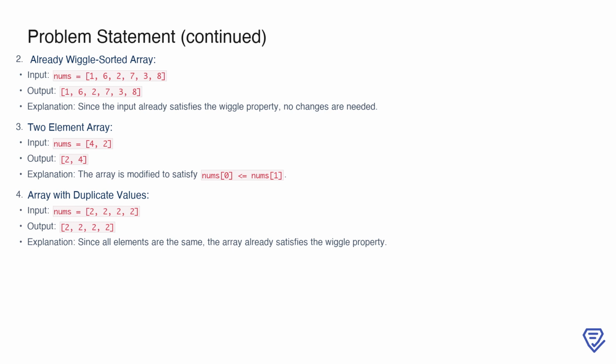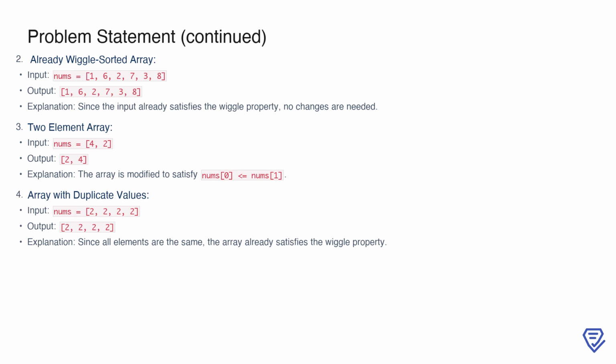For arrays with just two elements, like 4, 2, we need to ensure the first element is less than or equal to the second, resulting in 2, 4. Finally, if the array contains duplicate values, like 2, 2, 2, 2, it already satisfies the wiggle property because all elements are equal, so no reordering is needed.